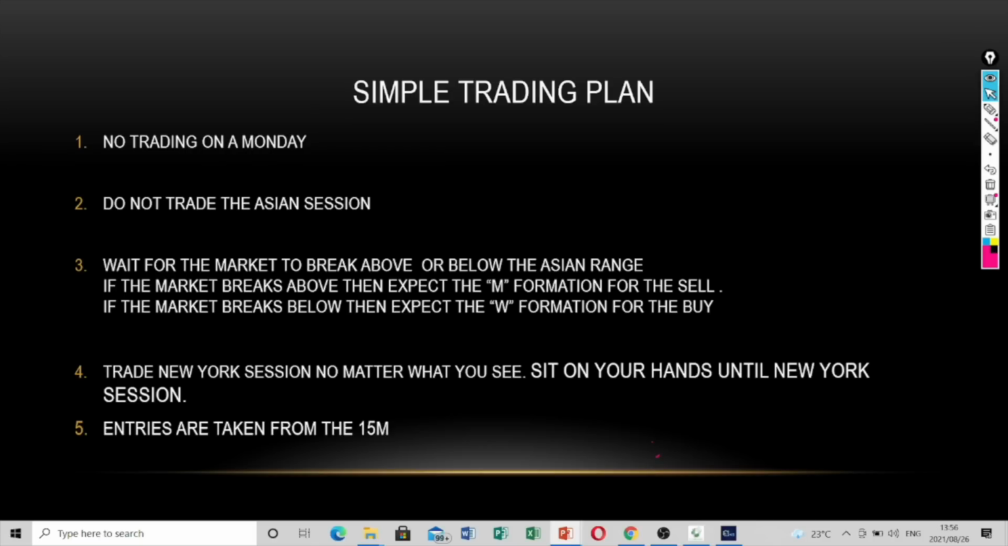All right. Number 3, wait for the market to break above or below the Asian range. If the market breaks above the Asian range, expect the M formation or the head and shoulders and go for the sell. If the market breaks below the Asian range, expect the W formation and go for the buy, obviously with the 30 pip, the 25 pip stop loss.